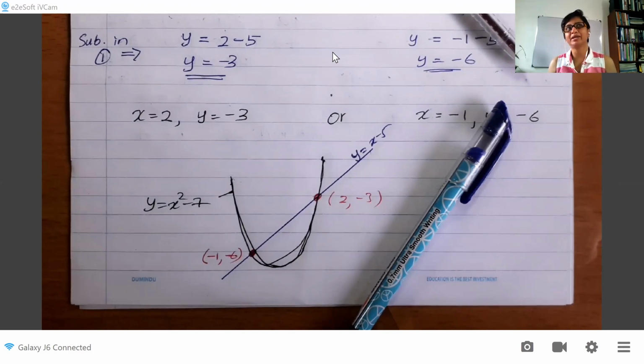Do you think there could be cases where if I give you a straight line and a parabola, like a pair of simultaneous equations?